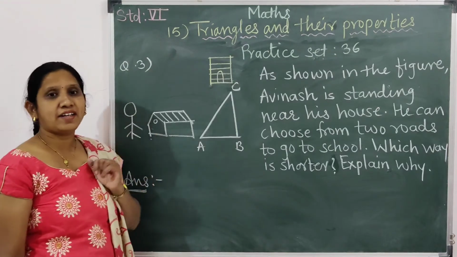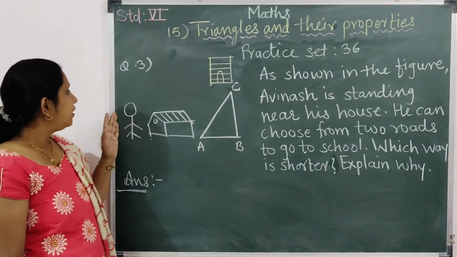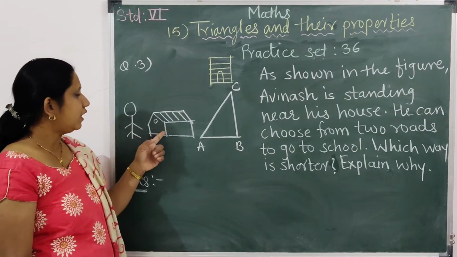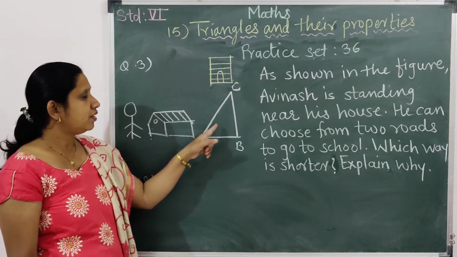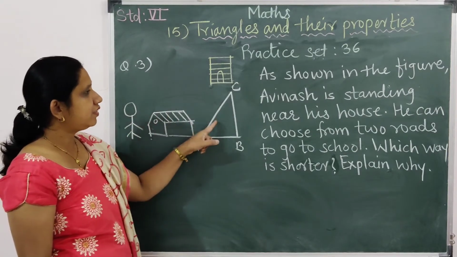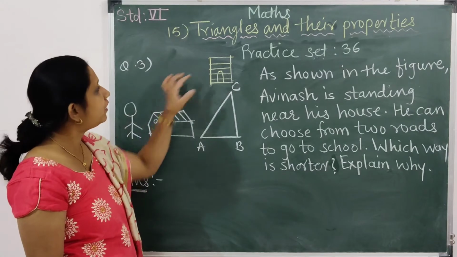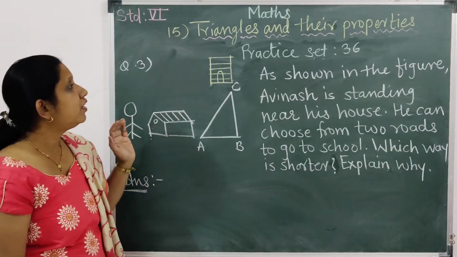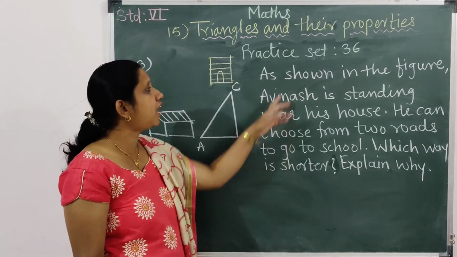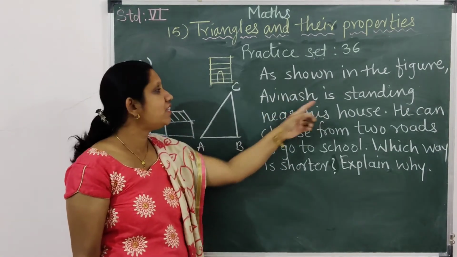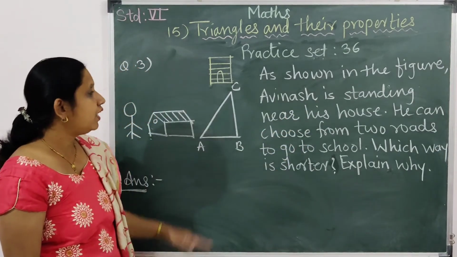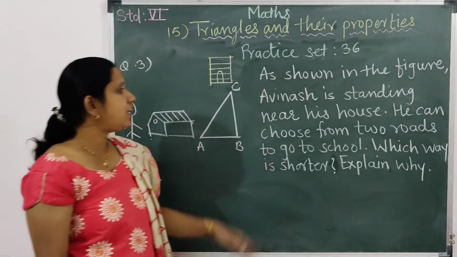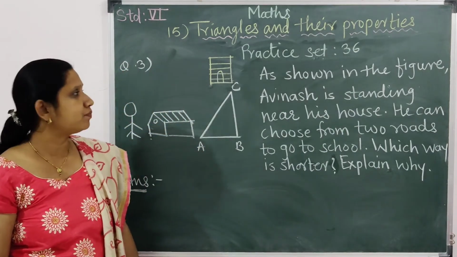Students, have a look at the question number 3. Suppose in this diagram, this boy is Avinash. It is his house, and a triangle is given, and it is his school. It is just assumption, children. So let's have a look at the question. As shown in the figure, Avinash is standing near his house. He can choose from two roads to go to the school. Which way is shorter? Explain why.